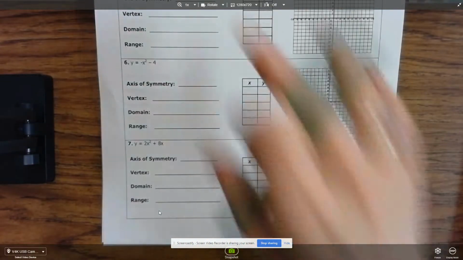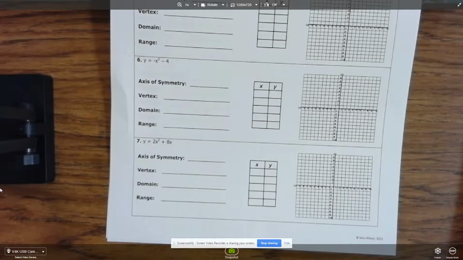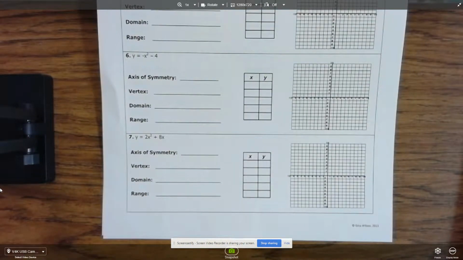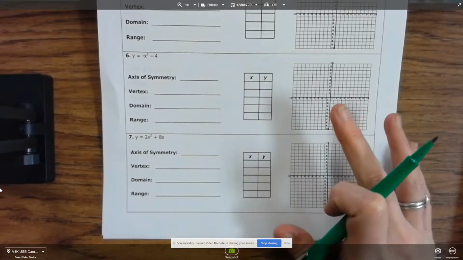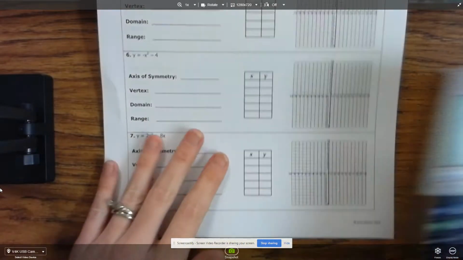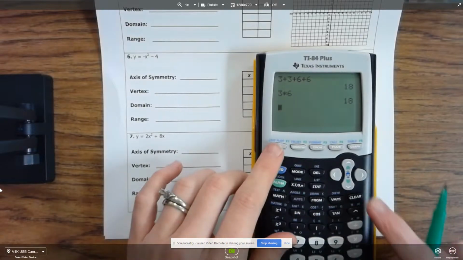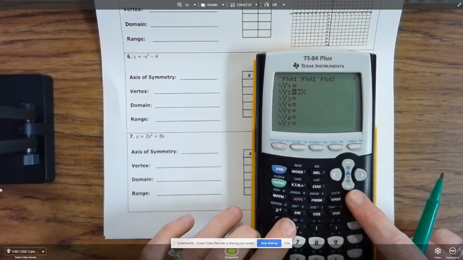This video is practice to go along with the notes that we're covering on graphing quadratic equations. The notes left off at number 5, so we're going to just finish the rest of these up. When we graph these, the best way to do these is to stick them in your calculator.